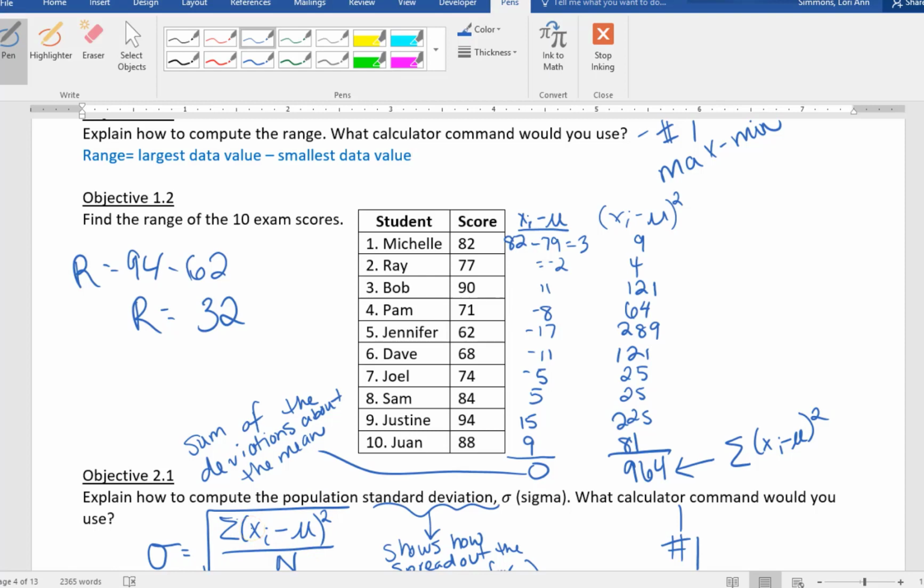Now that we have that equal to it, we can write 964. What is our n? Our n is 10 because we have 10 in our population. And then we take the square root. So when you get that, your standard deviation is 9.8.